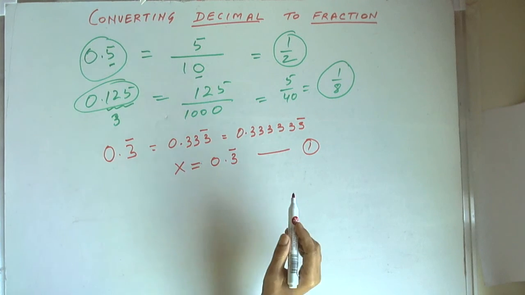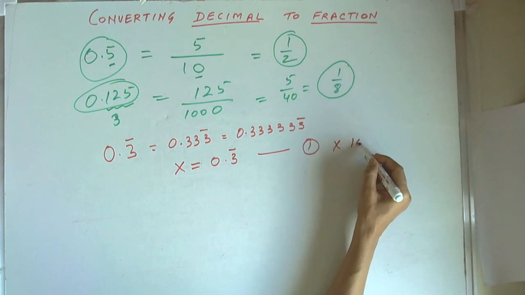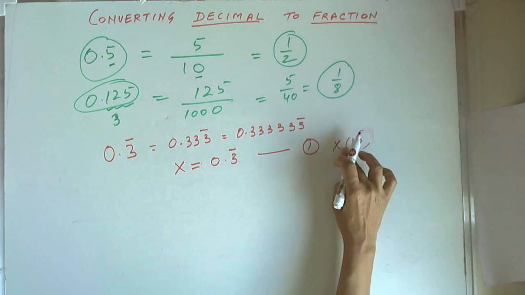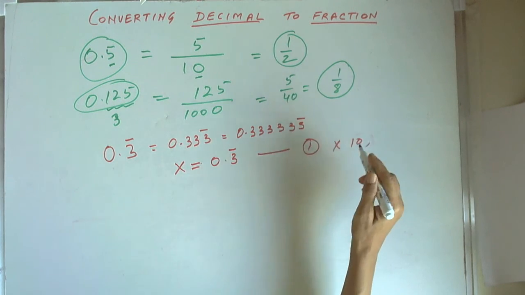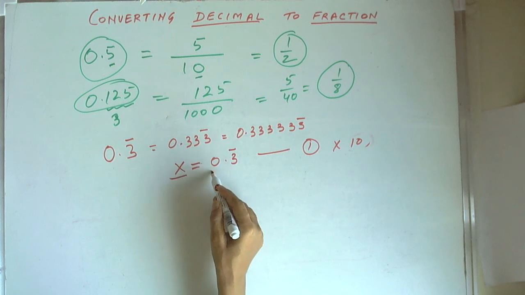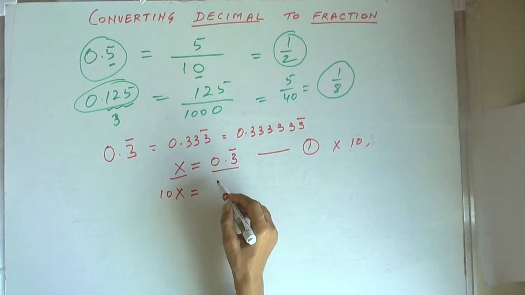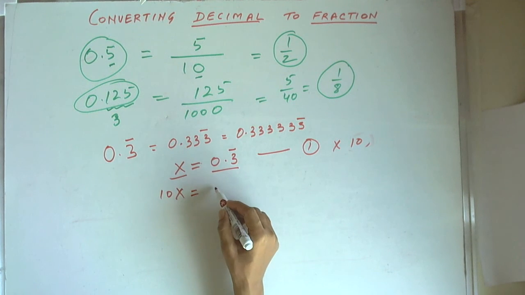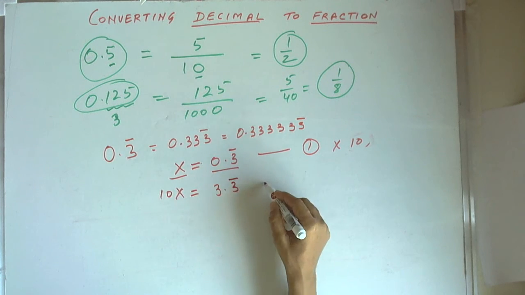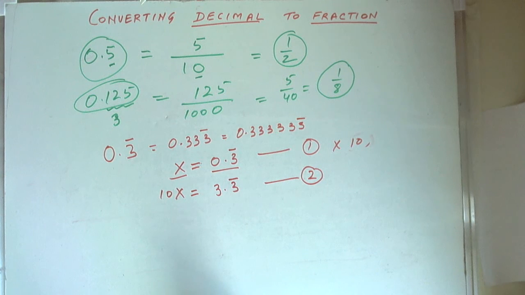Then we will multiply this equation by 10. So we will multiply equation 1 by 10, and that means we will multiply the left hand side as well as the right hand side both by 10. So this will become 10x, and on this side if we multiply 0.3 bar by 10, it will become 3.3 bar. This is how equation number 2 will come.